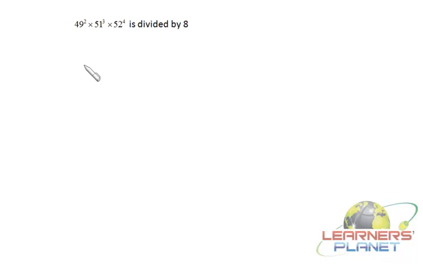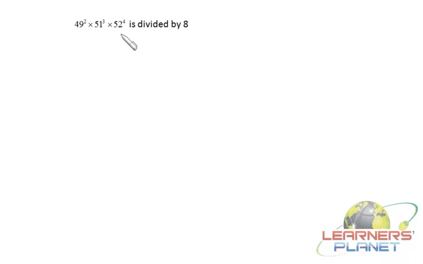Now let's take this expression, 49 square into 51 cube into 52 raised to 4 is divided by 8, and we have to find out the remainder in this case. Okay, now we see 52 is actually a multiple of 2, and that is coming for 4 times. So definitely it is divisible by 2 raised to 4.